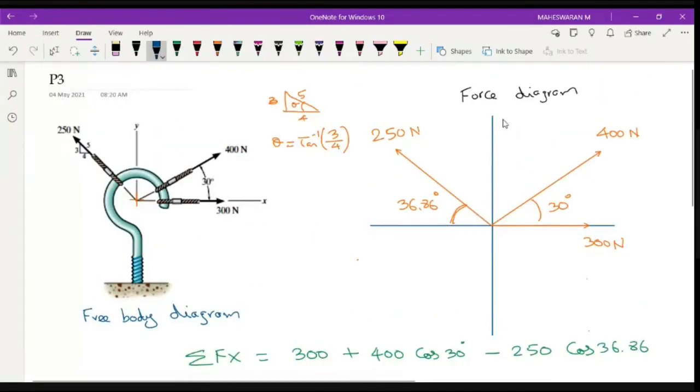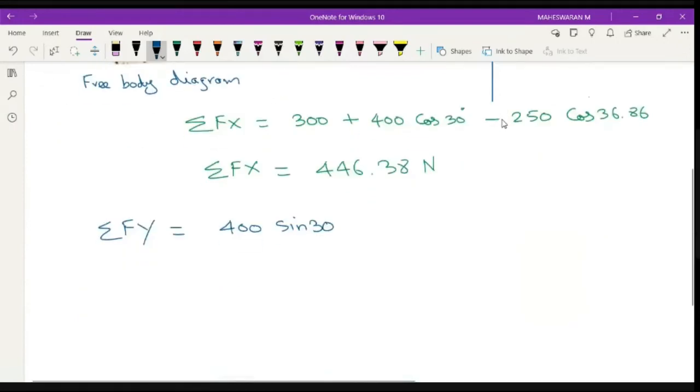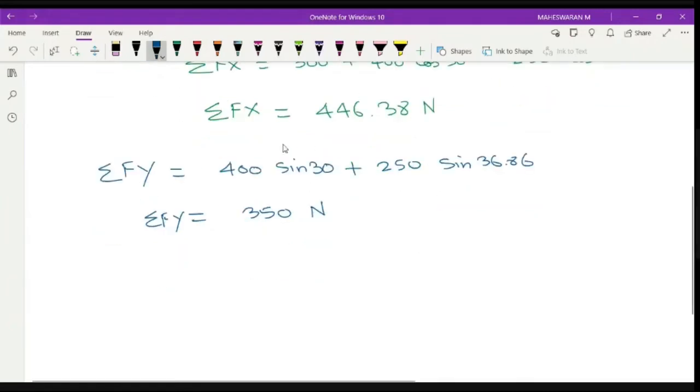Bring this to y. Again, you have a positive y-axis. That is also increasing, right? So plus 250 sine 36.86. So what is your sigma Fy? So you got 350 Newton. Right? So you got this value. So Fx is identified, Fy is identified.